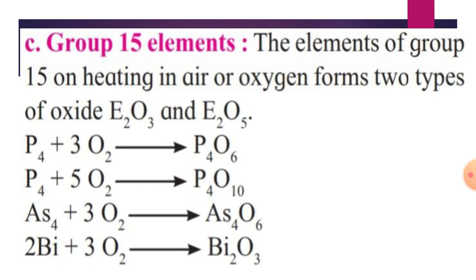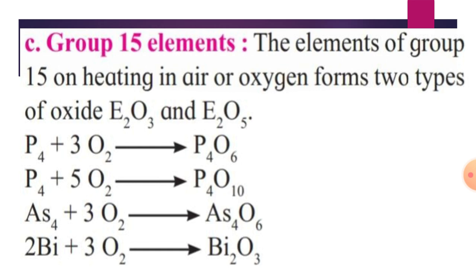So here student, the elements of group 15 on heating in air or oxygen form two types of oxide. Here they form oxide in the form of E2O3 and E2O5. So two types of oxide are formed when these elements of group 15 are heated with air or oxygen. First type is E2O3 and the second type is E2O5.